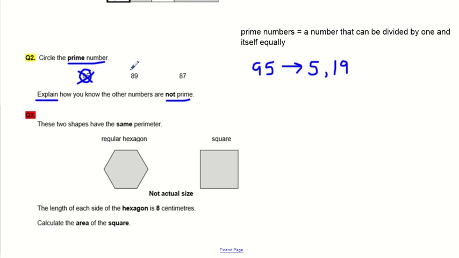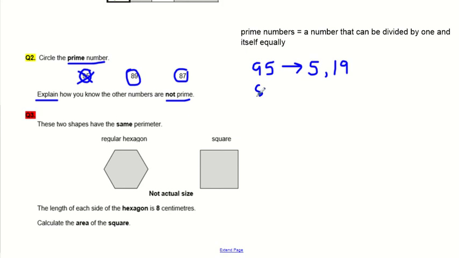Okay, let's have a look at 89 then. Can 89 be divided by 1 and itself equally? Yes. Is 89 in the 2 times table? No, because we know numbers that can be divided by 2 end in 0, 2, 4, 6 or 8. Okay. Can it be divided equally by 3? No. 4? No. 5? No. 6? No. 7? No. 8? No. 9? No. 10? No. 11? Definitely not. And 12? No. So I think that 89 is the prime number so far. Let's check 87.